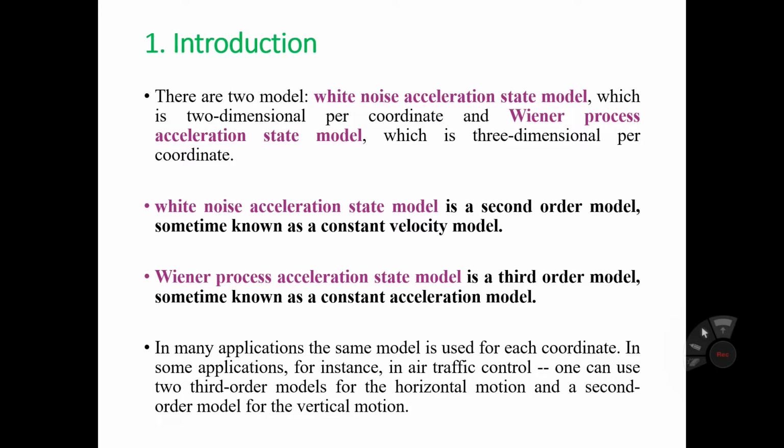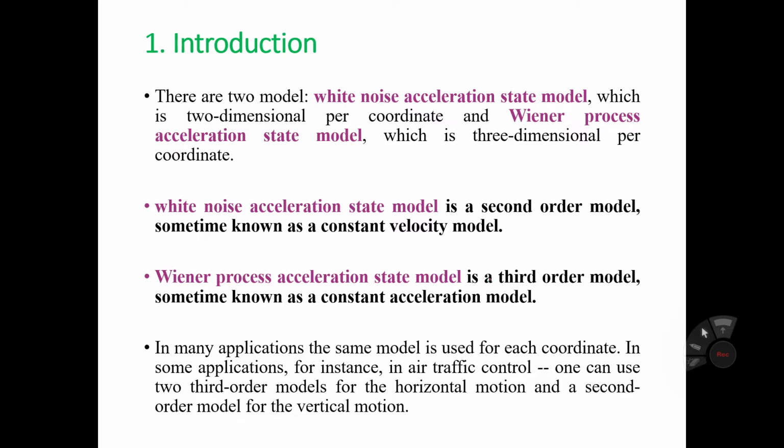So there are two models: the white noise acceleration state model, which is two-dimensional per coordinate, and the Wiener process acceleration model, which is three-dimensional per coordinate. The white noise acceleration state model is a second-order model, and sometimes it is also known as a constant velocity model. And the Wiener process acceleration state model is a third-order model. Sometimes it's also known as the constant acceleration model.